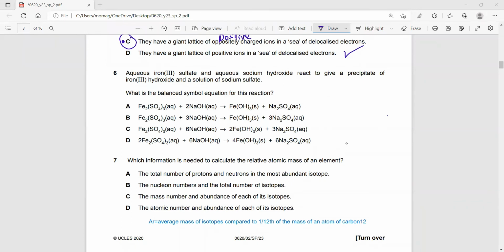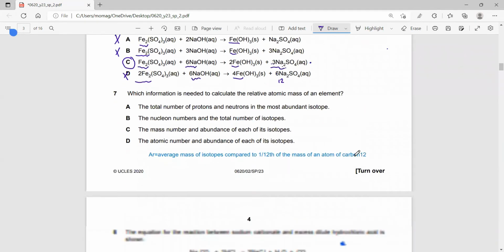Question 6. Here, if you just check the state symbols, aqueous, solid, and so on, the state symbol here is not the question. The question here is about balancing the equation. So let's go. We have two iron, and here we have one iron. It's wrong. We have two iron, and we have one iron. Again, wrong. We have two iron, and we have two iron. Correct. We have 6 sodium, and we have 3 times 2, 6 sodium. So please stay with me. Here we have 4 iron and 4 iron. Good. Here we have 6 sodium and 12 sodium. So this is wrong. Option C is correct. So as you can see, some questions are asking you only to balance the equation.